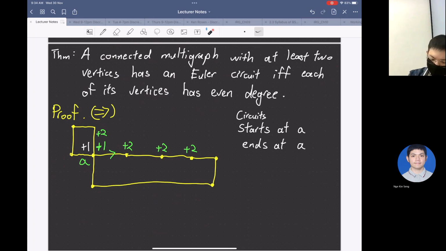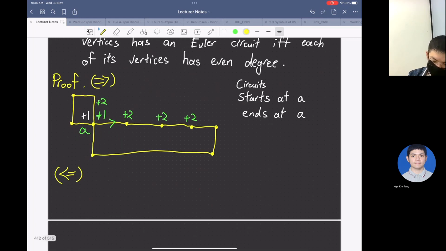So that means if you go to an Euler circuit, every vertex has even degree. How about the other direction? The other direction is harder. Okay. So the other direction can be split into a few procedures.